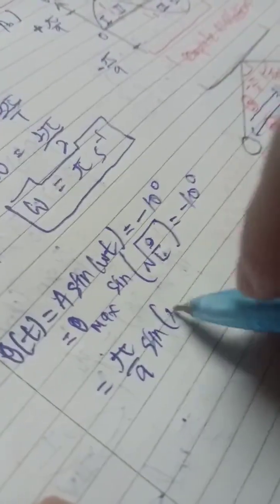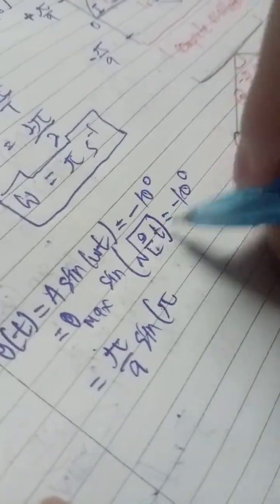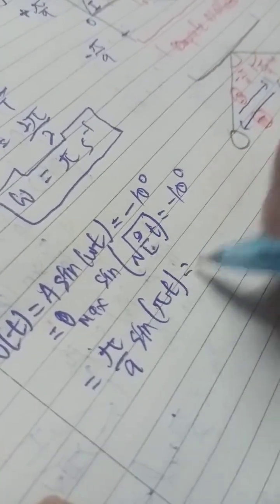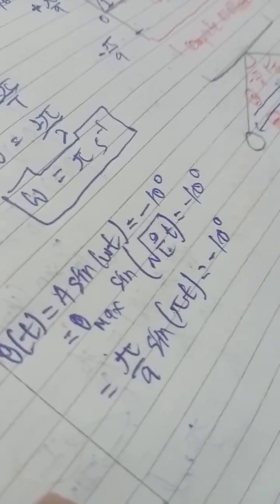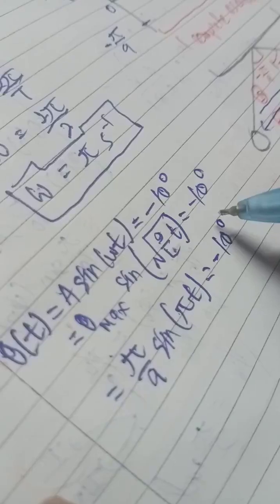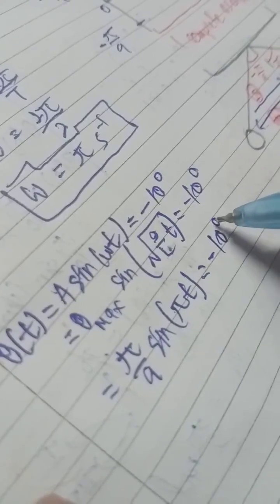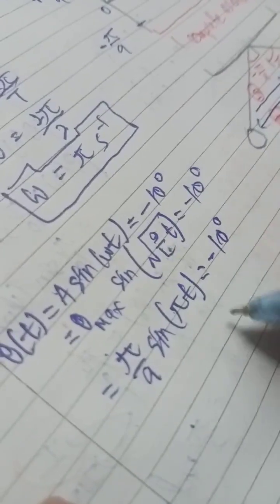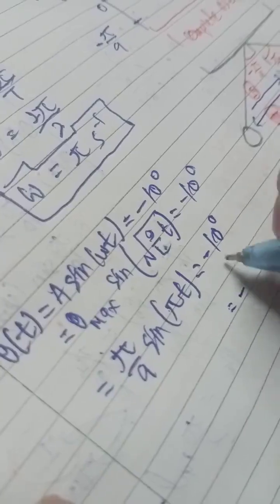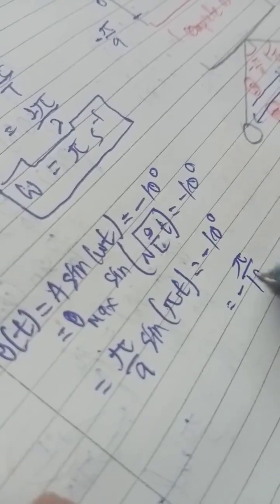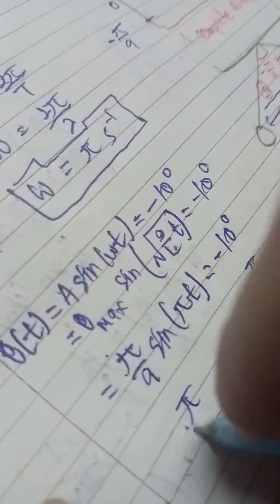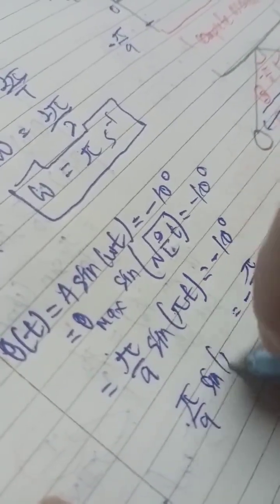Where is omega? Omega here. So theta max is pi over 9, sine of pi t, is equal to negative 10 degrees. As I said, please change this form into radians. So negative 10 degrees we will get equal to negative pi over 18. So this is pi over 9 sine pi t.